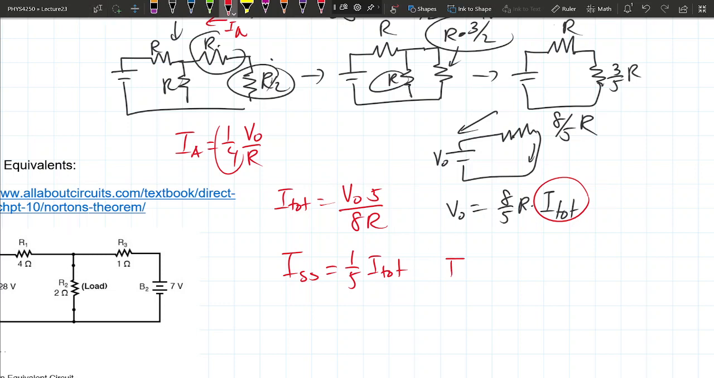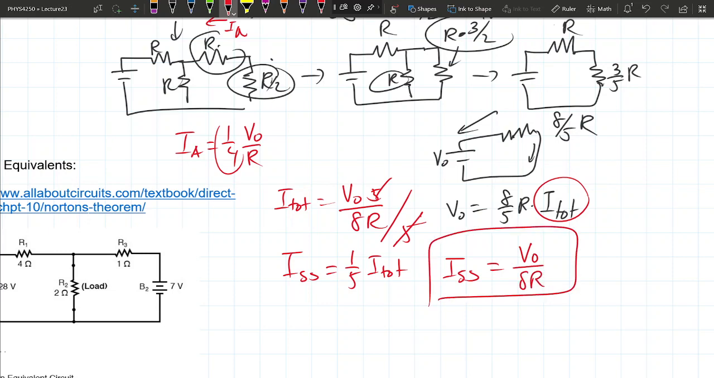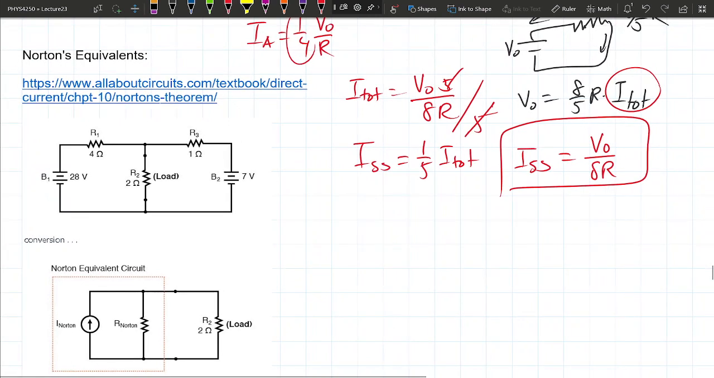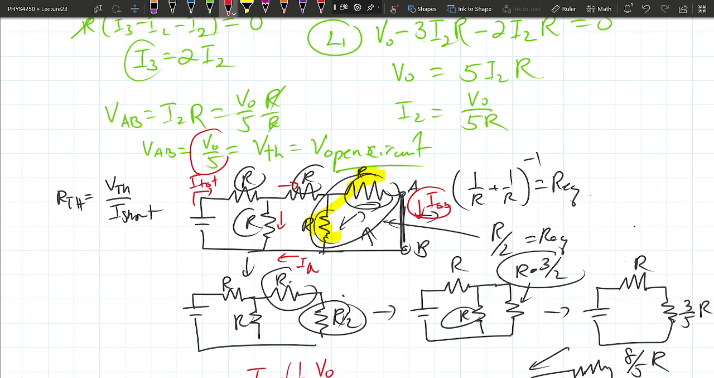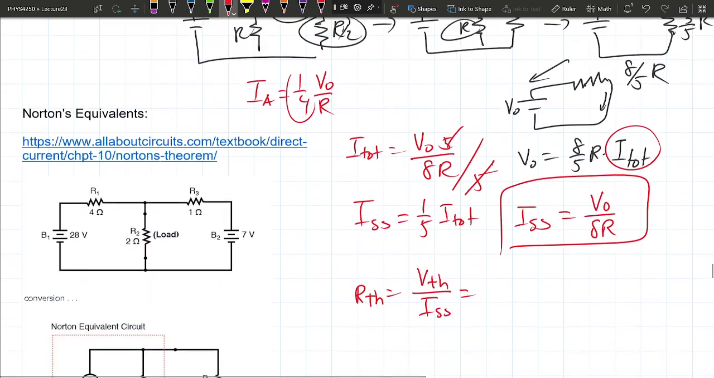So I short circuit in this case is just going to be this divided by 5, so these 5 actually cancel out. So it's V naught divided by 8R. That's the current of short circuit. So R Thevenin is V Thevenin divided by I short circuit. And V Thevenin, guys, remember what that is? If I scroll up, V Thevenin is V naught over 5.